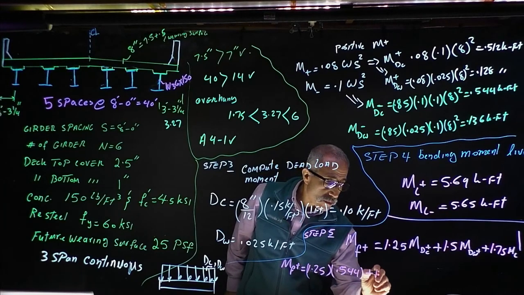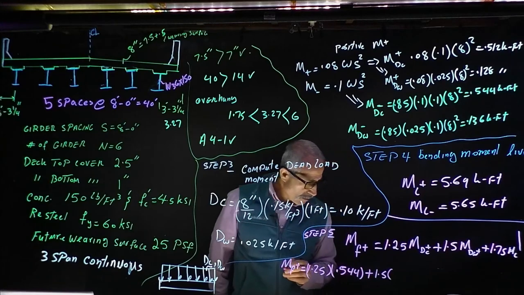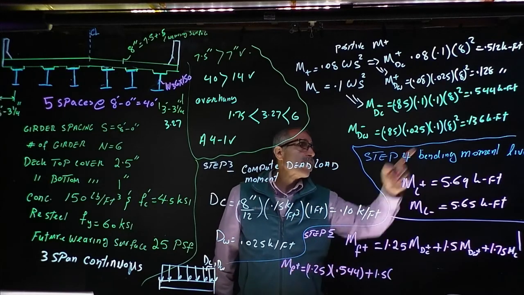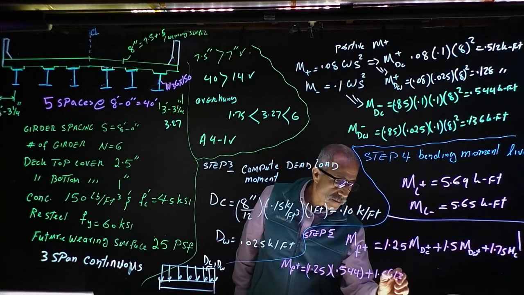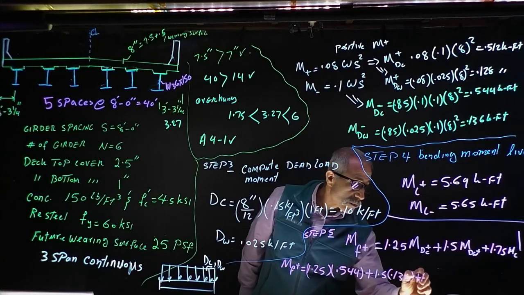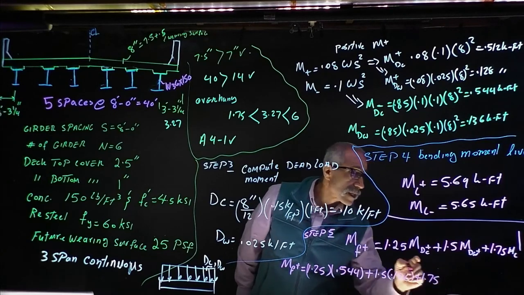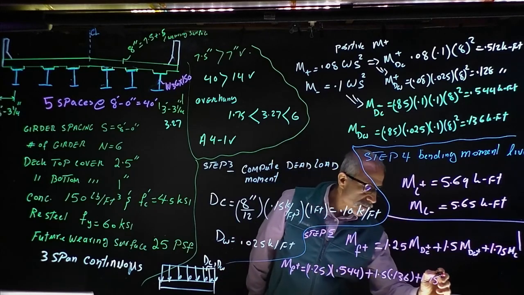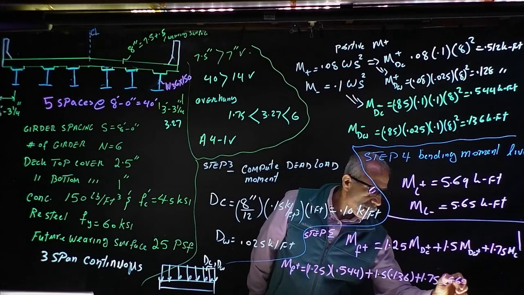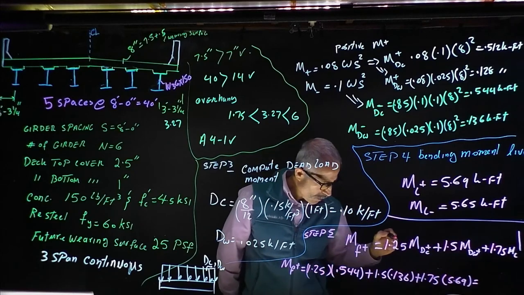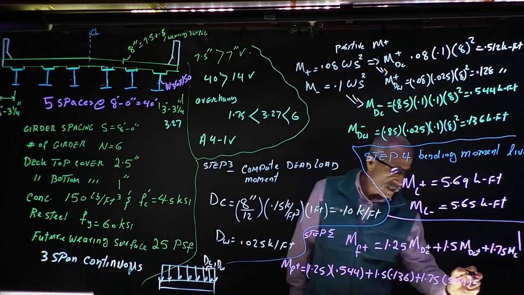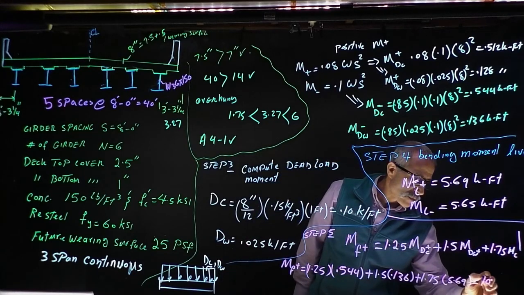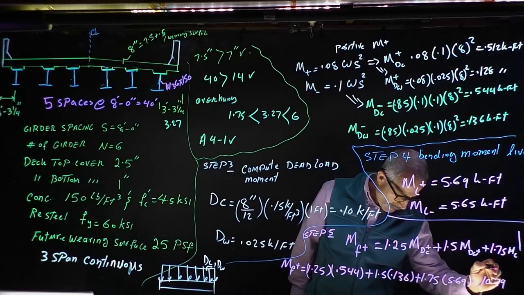And plus 1.5 times MDCW came out to 0.136. Then plus 1.75 times live load came out to 5.69. And that comes out to 10.79, so 10.79 kip foot.